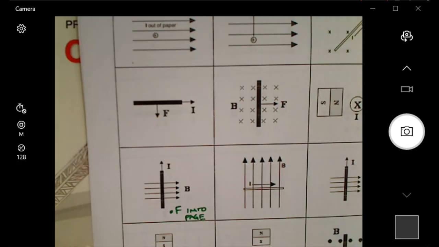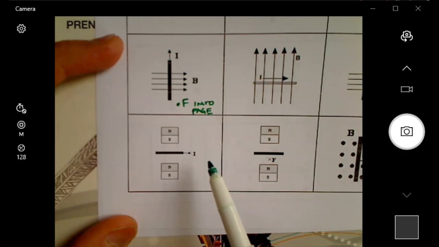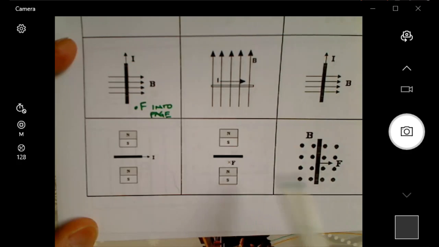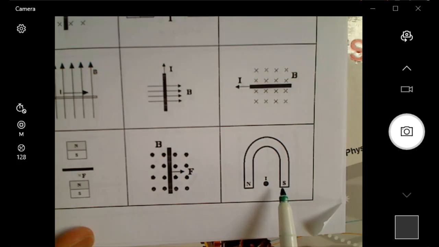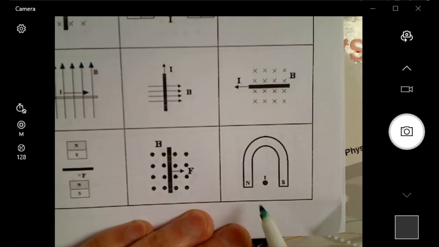And the last thing as a tip to remember: for the ones that have the permanent magnet here, here, and here, remember that magnetic field B is defined from north to south. North to south.